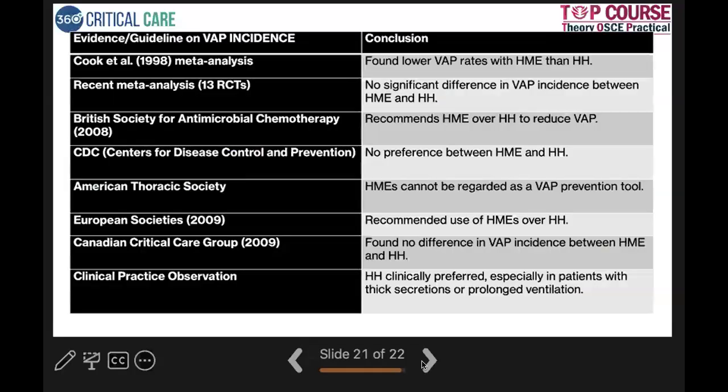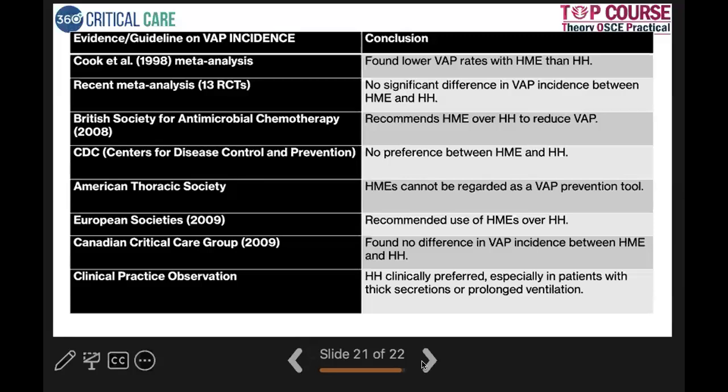And coming on to the incidence of VAP with respect to HME, there are various data with respect to that. Actually, overall, as a gist with meta-analysis, there is no difference in the incidence of VAP whether you are using a heated humidifier or an HME. Okay. But heated humidifiers are more preferable than the HME in most clinical situations, which can even reduce the thick secretions, which can even prevent VAP, but it is not proven. Heated humidifiers preventing VAP is not proven by any evidence.